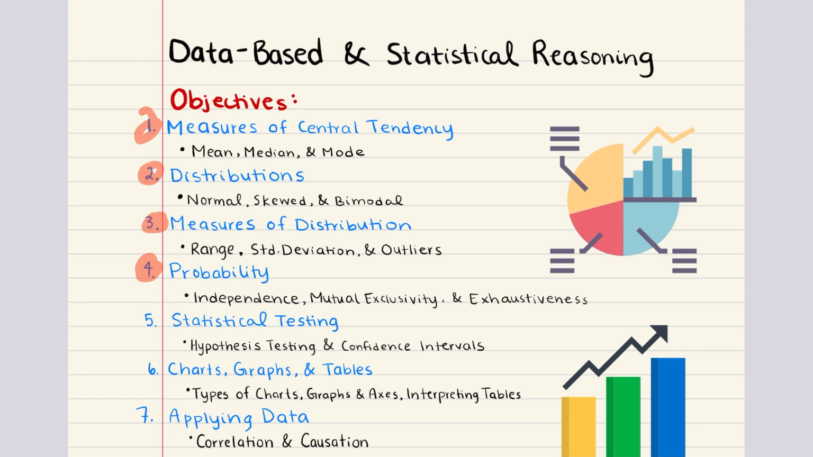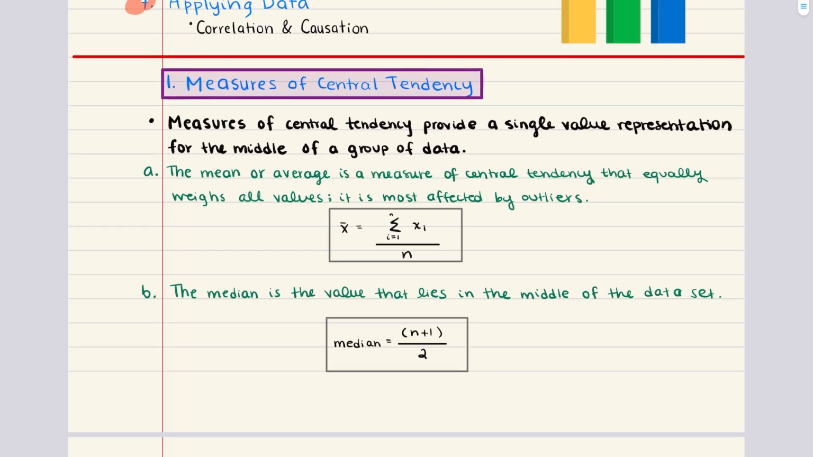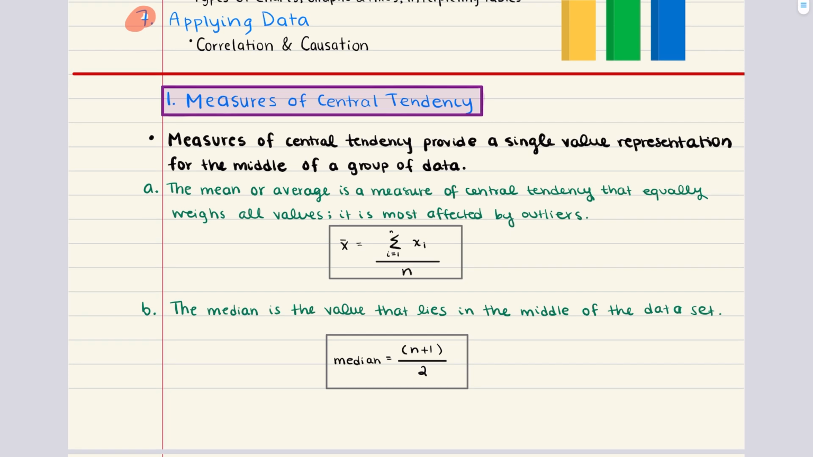Following that, we're going to discuss statistical testing. We're going to focus on how to conduct hypothesis testing and interpret confidence intervals to evaluate the reliability of data. Then we're going to cover charts, graphs, and tables before we finally examine how to apply data. Here we're going to have an emphasis on distinguishing between correlation and causation. And this is a fundamental skill for interpreting research findings. With this introduction, let's go ahead and get started with Objective 1, which focuses on measures of central tendency.